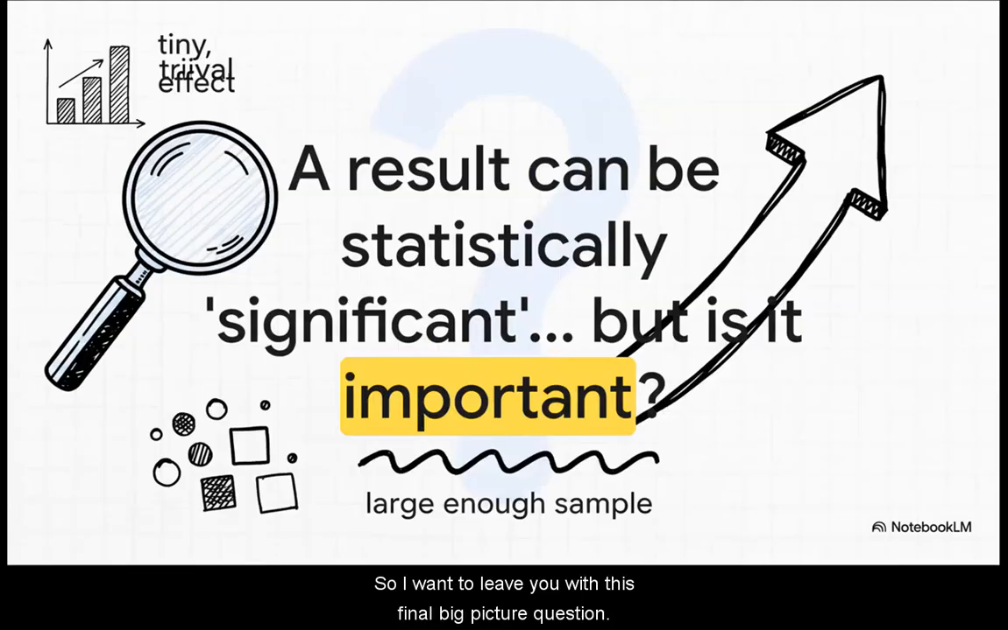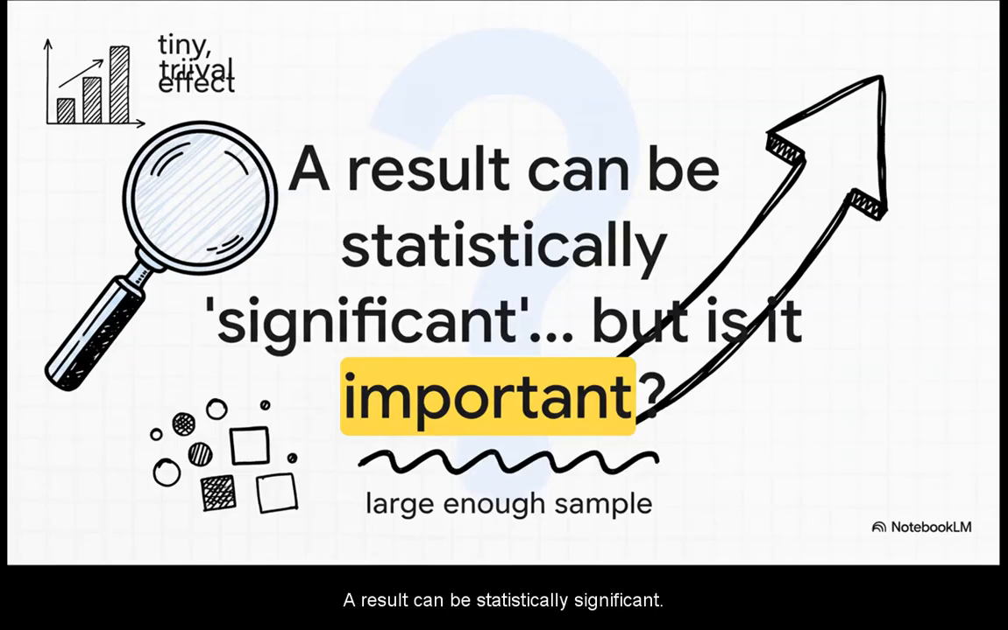So, I want to leave you with this final big picture question. A result can be statistically significant, but is it important? I mean, just because we can prove a difference is real and not just random chance, does that make it meaningful? You can find a tiny, insignificant, real-life effect that is still statistically significant if you have a massive sample size. So the real challenge for all of us is to look past the p-value and ask the bigger question, does this difference truly matter?